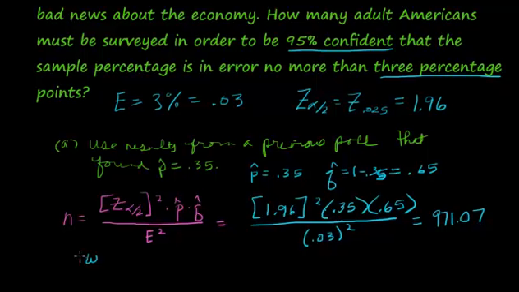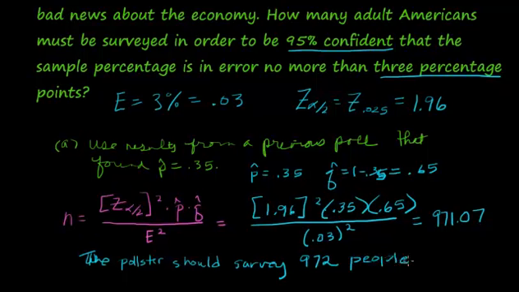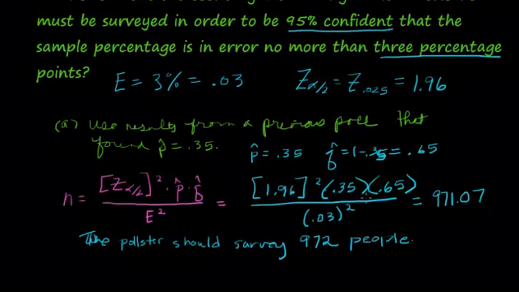So the pollster should survey 972 people. If we say 971, we will not have the confidence that we have built into this. That's lower, and we'll be dropping down and not quite have the confidence. So it's better to round up. 972 people. All right, so that's one way.